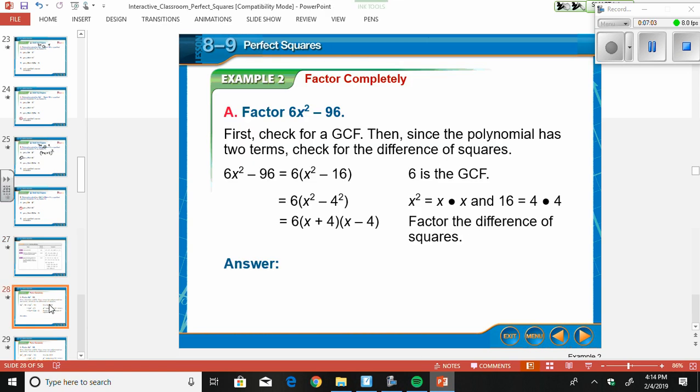So factoring here, we have something in common. I think we have a 6 in common, so let me check. 96 divided by 6 is 16. Take that out, we're left with x squared minus 16. So that would be 6 times x minus 4, x plus 4, since we definitely don't have a trinomial going on there. It can't be a perfect square trinomial.